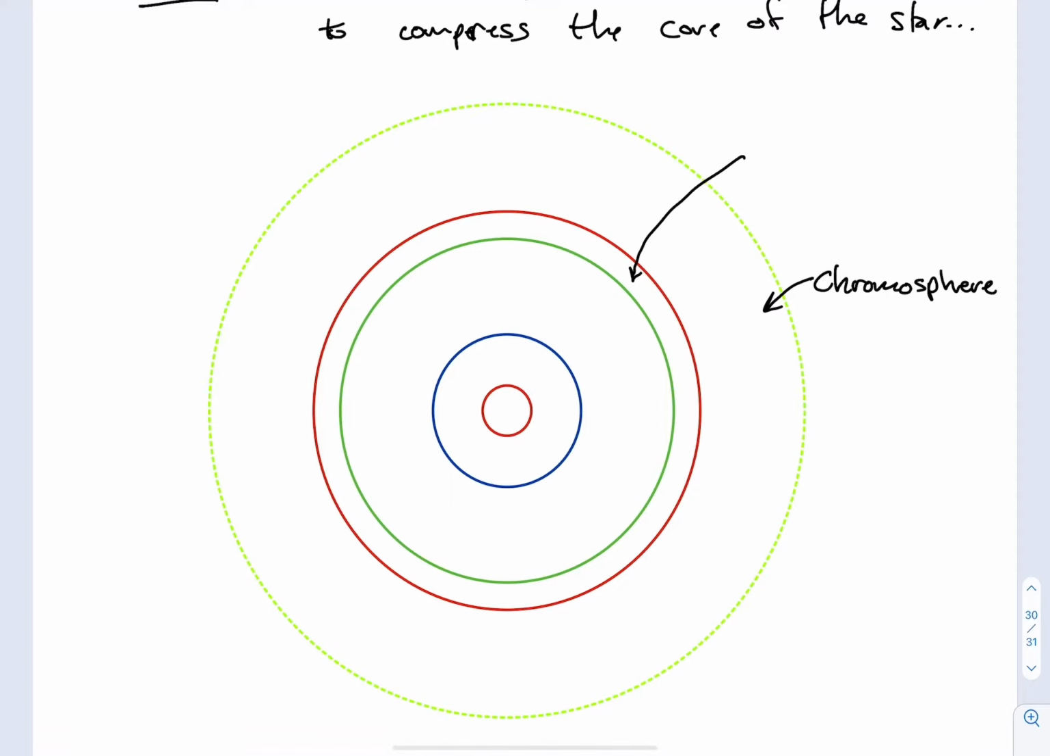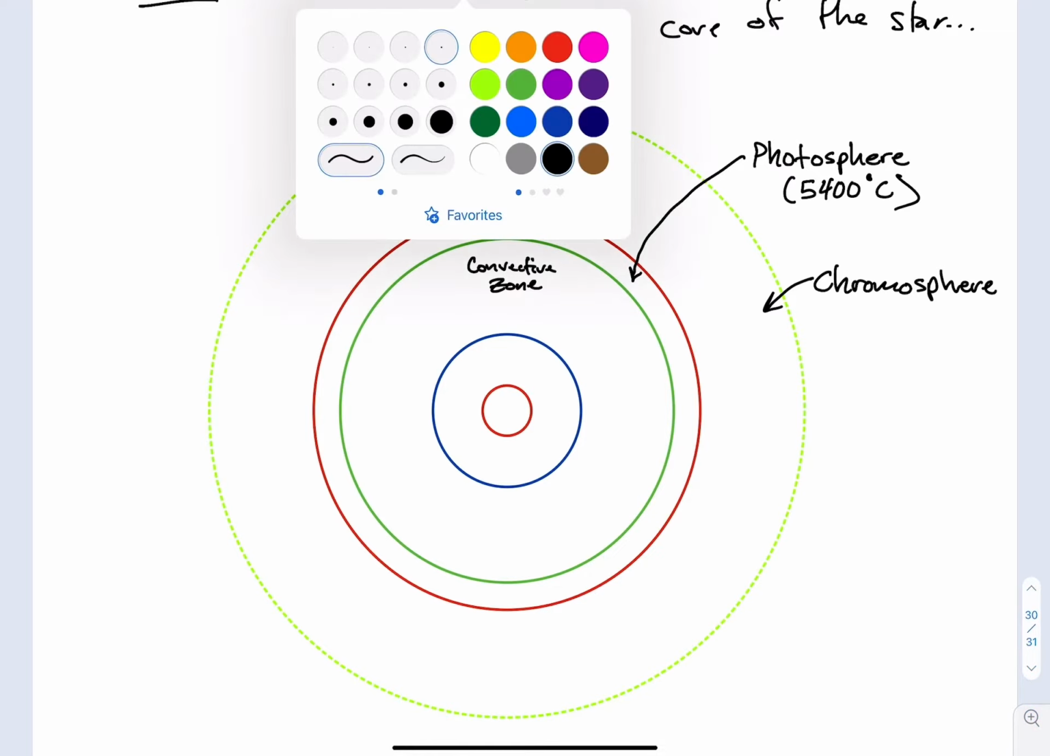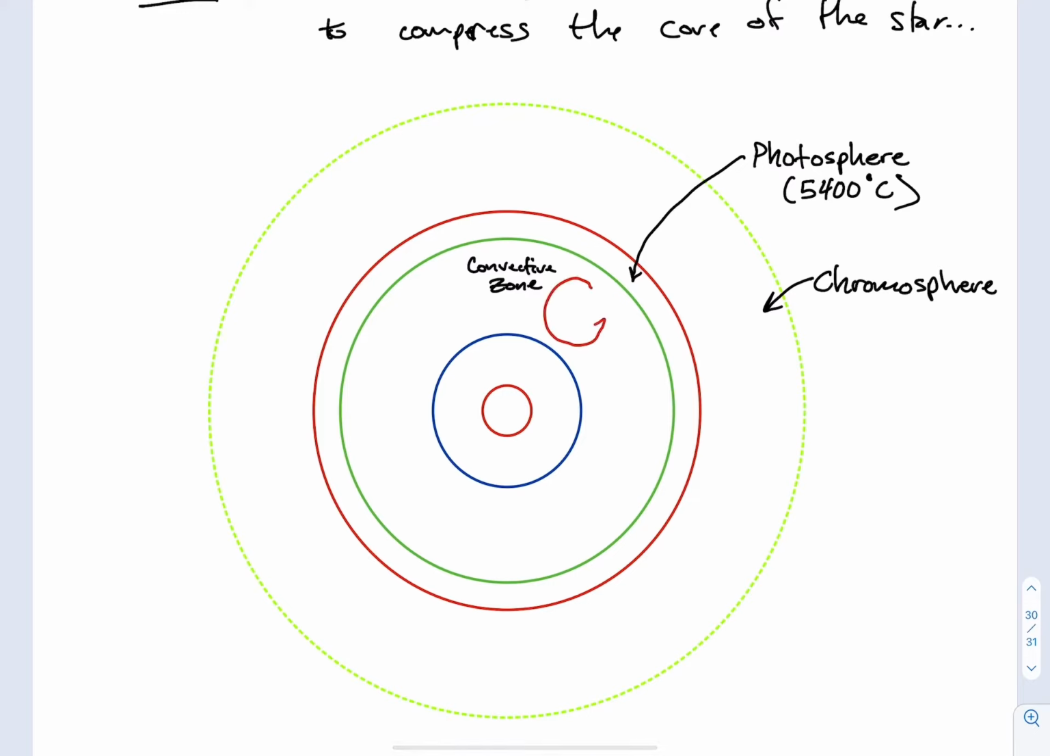The layer under the chromosphere is called the photosphere, and this is the part of the sun that we see the color come from. The photosphere of our sun is approximately 5,400 degrees Celsius. Inside, we have the convective zone, and in the convective zone, I like to draw convective currents swirling around this zone. This is due to temperature differences from the inner part of the star to the photosphere.